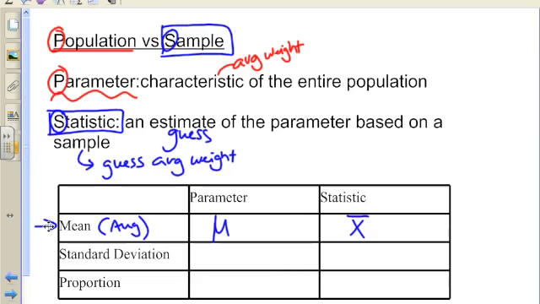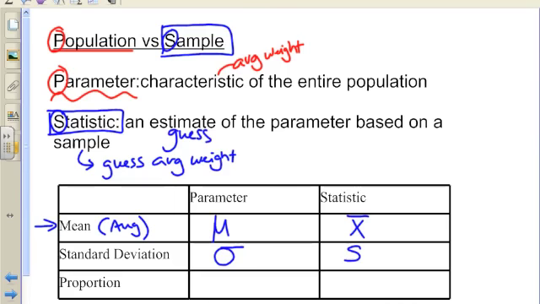The same is true for standard deviation. If I was magically able to get every dolphin on the planet Earth, I'd use sigma. Since I can't, I just have a sample. We use s for standard deviation.